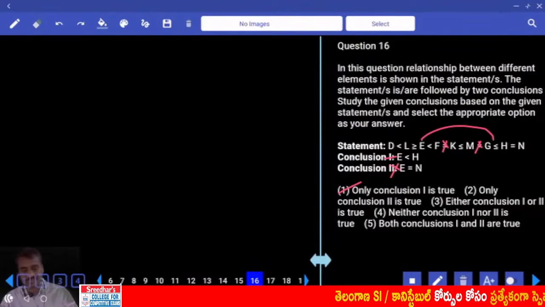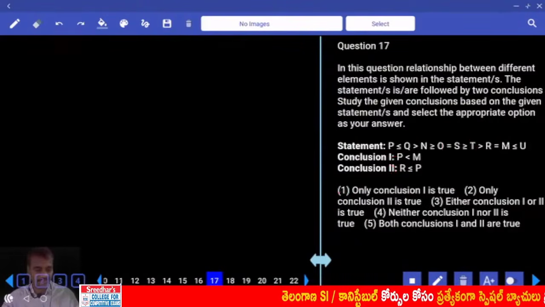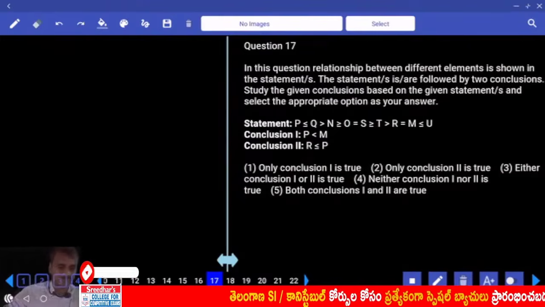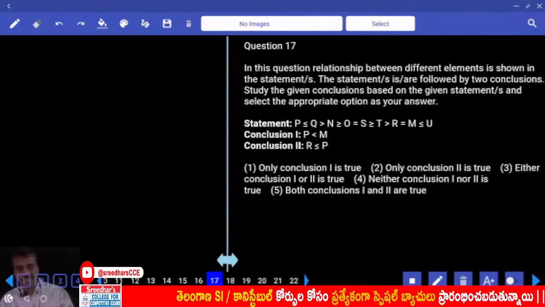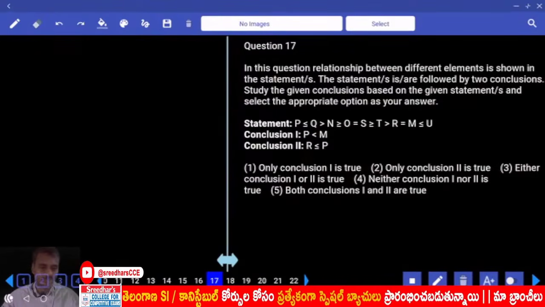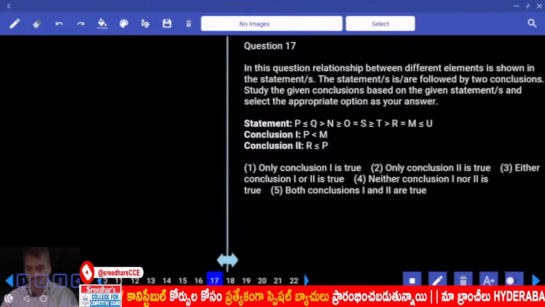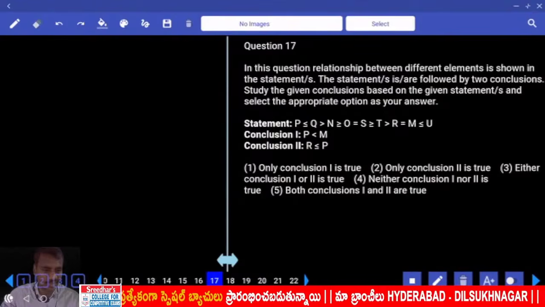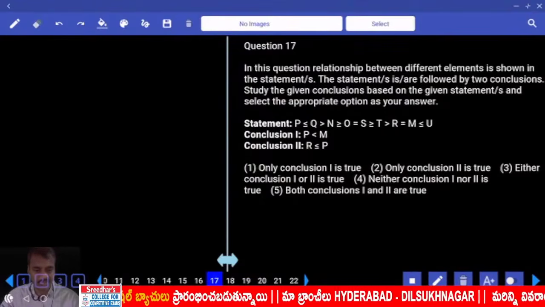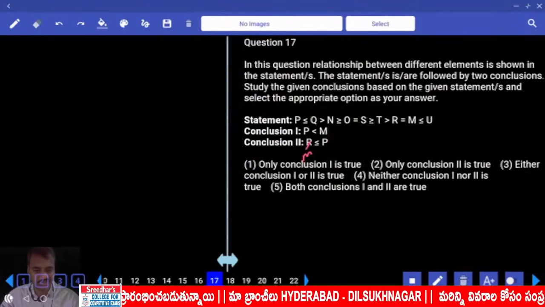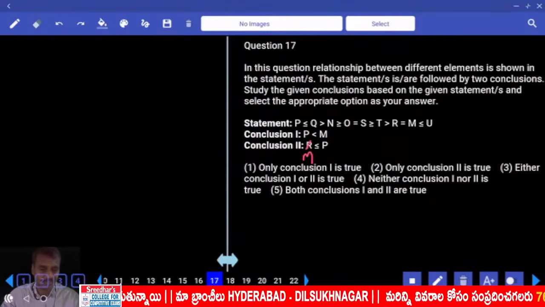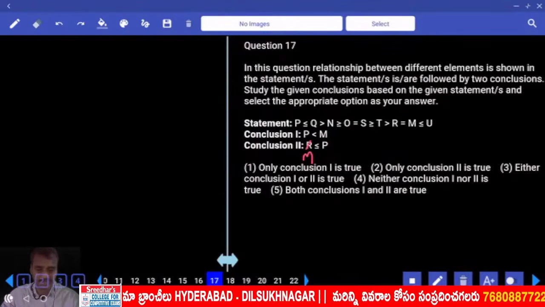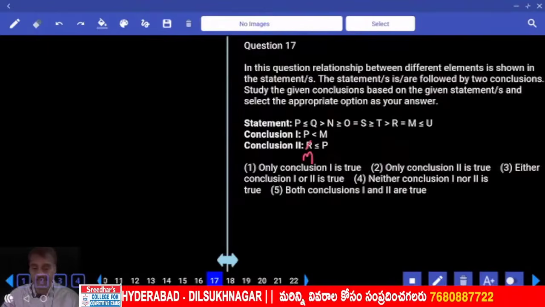Then coming to question number 17. In this 17, the relation between P and M. Now P is here, M is here. Between P and M they are opposite to each other. And at the same time, M equals to R, you can write it as M in the place of R. And P, then P lesser than M and P greater than or equals to M.